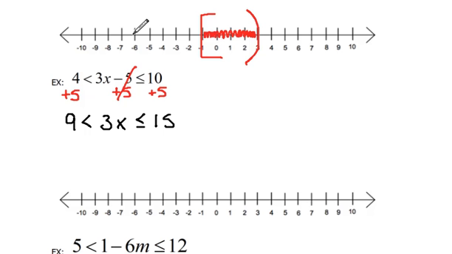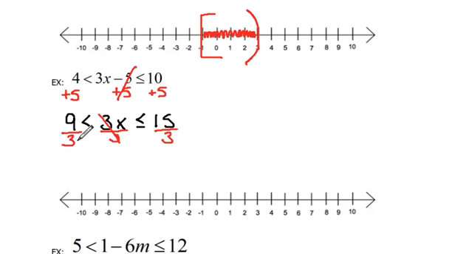Alright, we needed to finish this example up. We were at the stage where we had added 5 to all three parts. So we have 9 is less than 3x is less than or equal to 15. Now we still want x alone in the center. So I'm going to have to divide by 3 in order to make that happen. Remember, we can do that as long as we do it to all three parts so that we maintain balance.